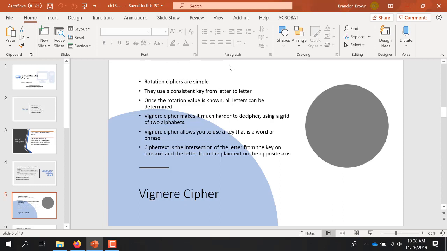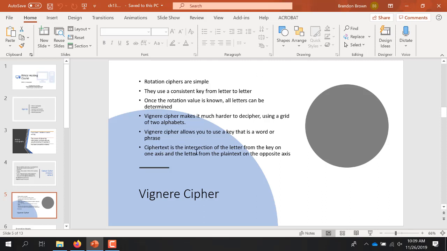The Vigenère cipher is a simple rotation cipher as well. They use a consistent key from letter to letter. Once that rotation value is known, all letters can be determined. All right. This is similarly called a substitution cipher. Once the rotation value is known, the cipher makes it much harder to decipher using a grid of two alphabets. So instead of having an A is now a D, we have a grid where we do a substitution. But again, there's not very hard, complex math underlying these types of ciphers. And they can be analyzed very quickly and decrypted very quickly.